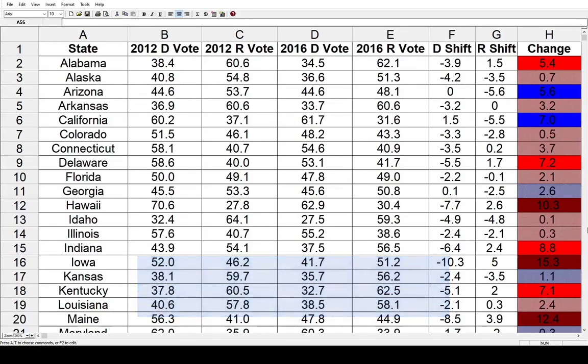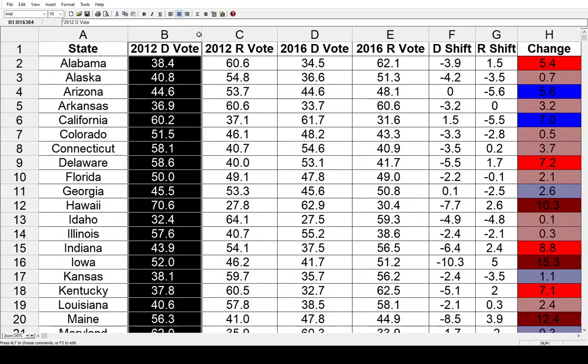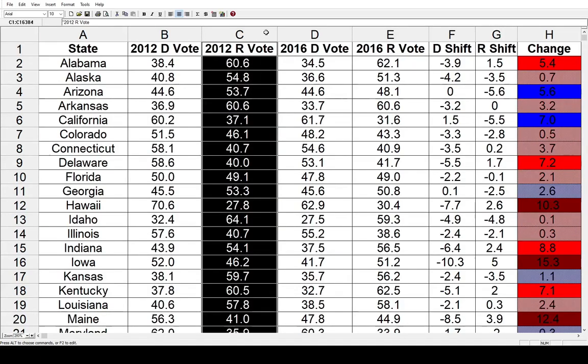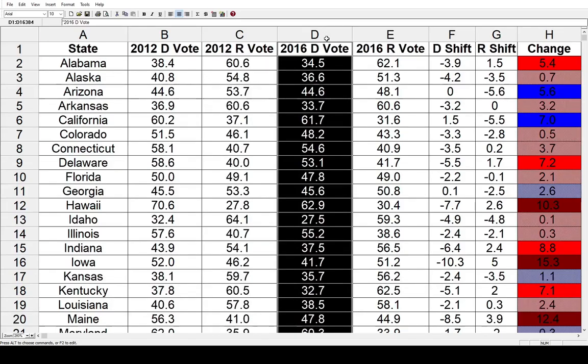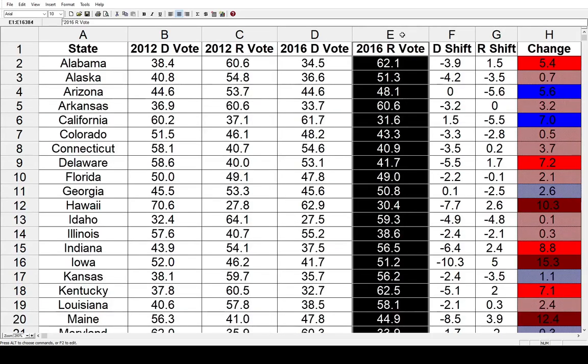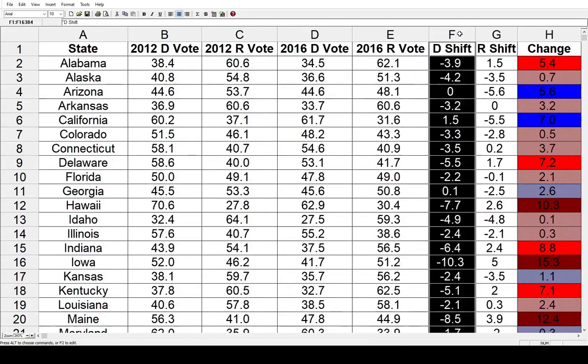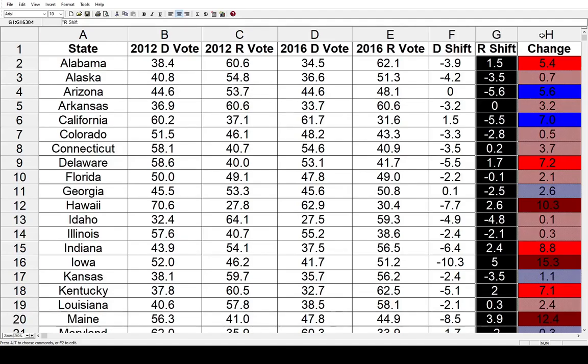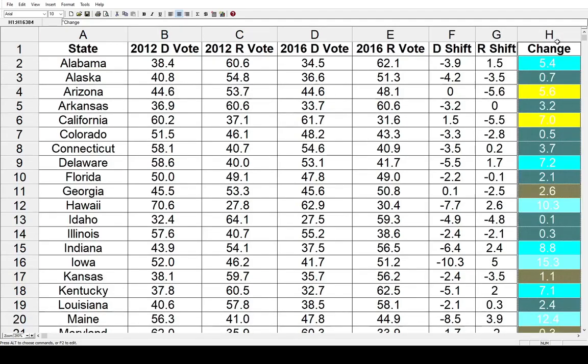So I've made my own spreadsheet here, and we have the states here in the first column, followed by the Democratic vote in 2012, which is Barack Obama. The Republican vote in 2012, that was Mitt Romney. Jump ahead to the Democratic vote in 2016, that is Hillary Clinton. Republican vote in 2016, Donald Trump. The Democratic shifts between those 2 years, followed by the Republican shifts. And the last column, that is the net change between the two parties between the two elections.